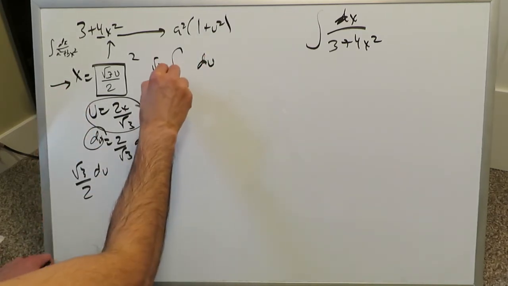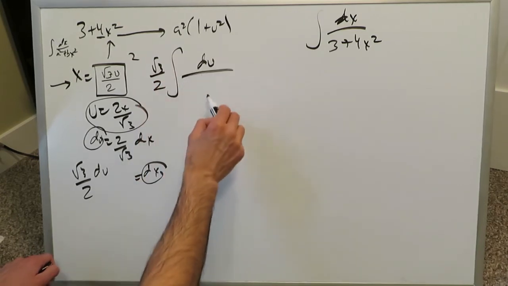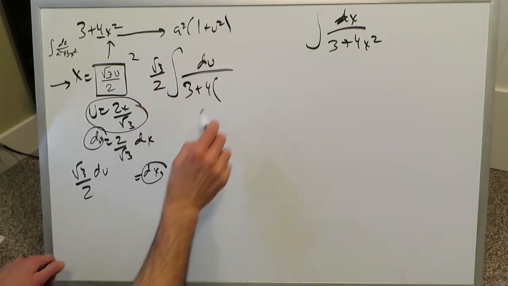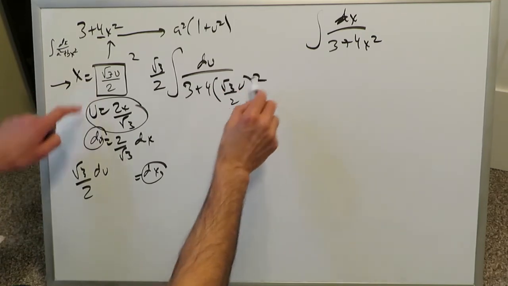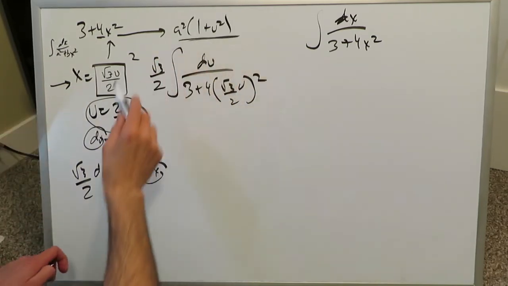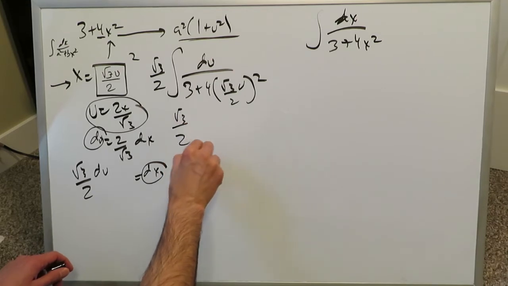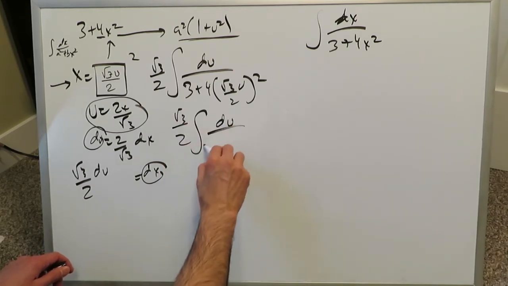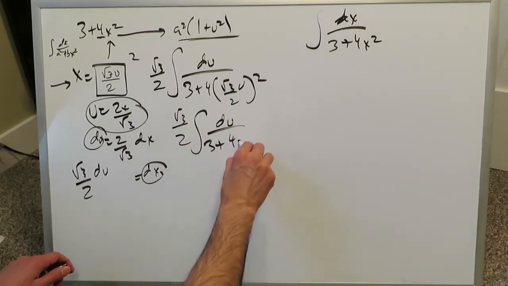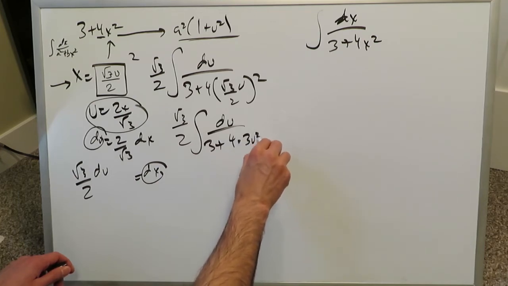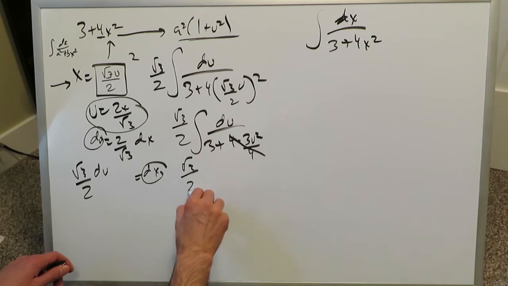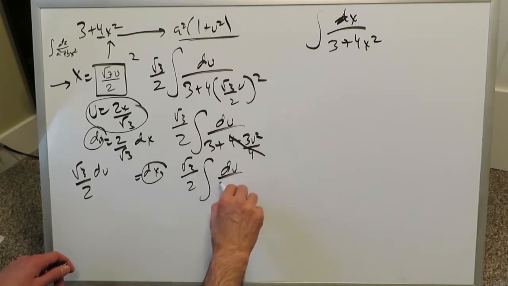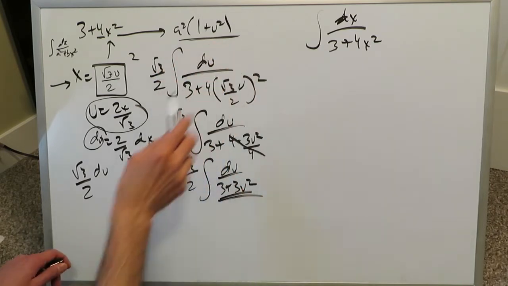You have a root 3 over 2. And here you have 3 plus 4 times x square, which is root 3u over 2 square. When you open this up, you'll arrive at something which looks like that. Root 3 over 2 du over 3 plus 4 times 3u square over 4. Cancel these out and you have what you need. Root 3 over 2 du over 3 plus 3u square. And this is what I want and this is what I see right over here.